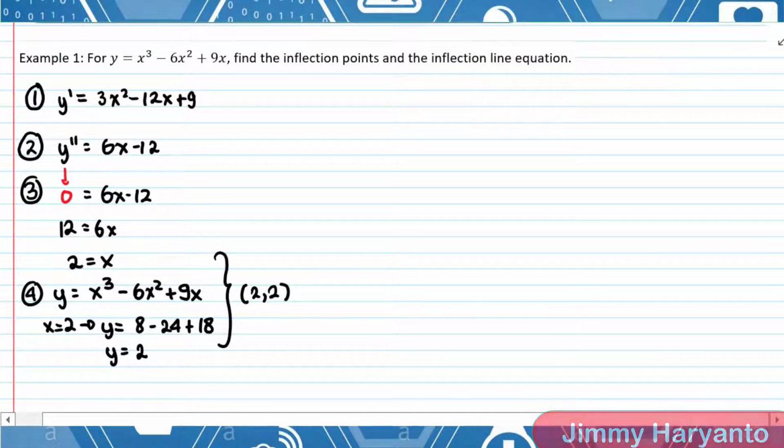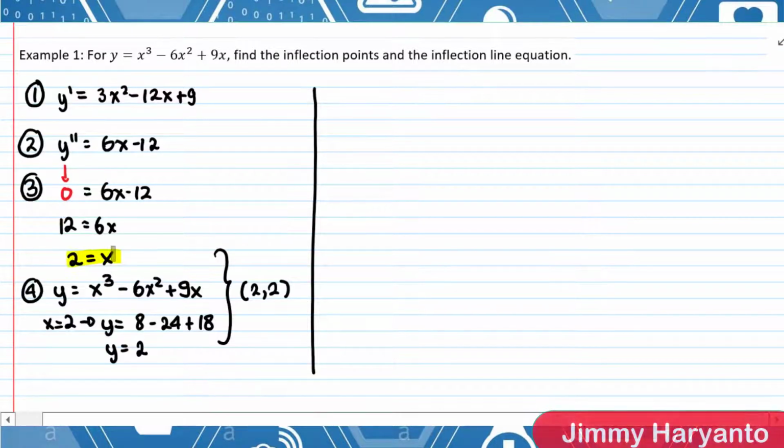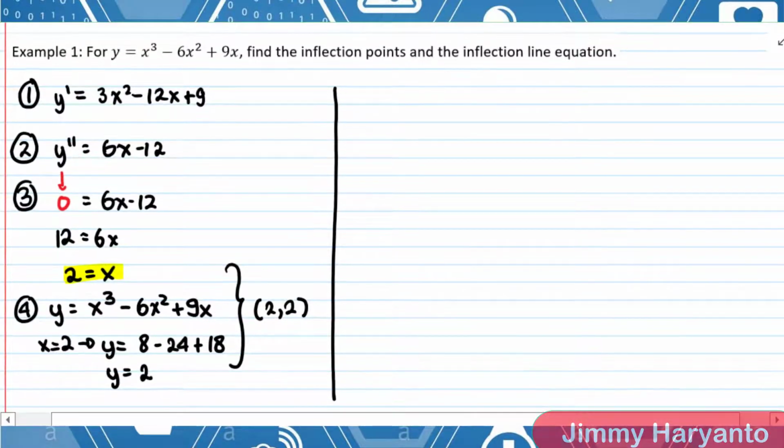We don't know yet. To determine whether the point is an inflection point or not, we have to use the second condition. What is the second condition? The second condition is the change of the value of the y double accent before and after x equals 2. Because we already have the value of x, the abscissa of the point, x equals 2, that means we have to find the value of y double accent before and after x equals 2.